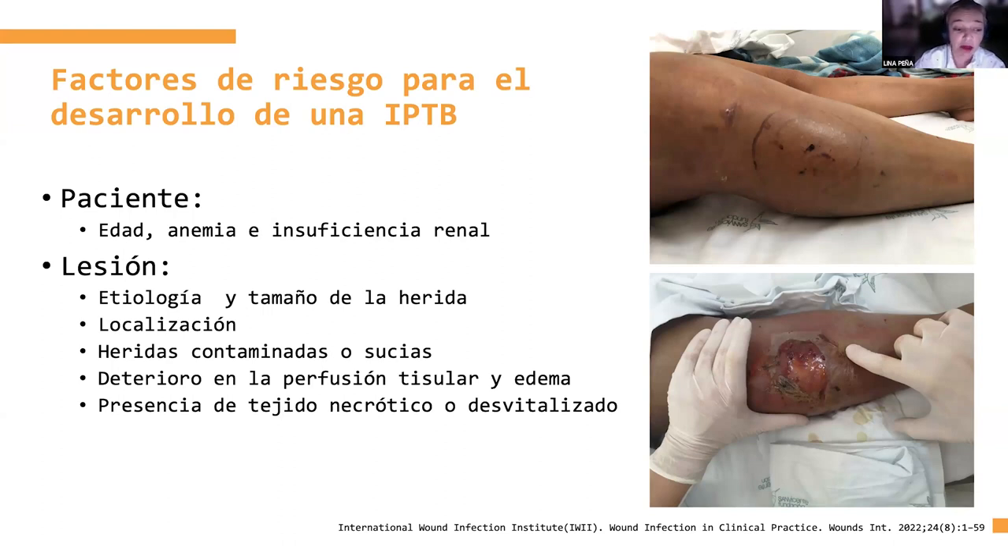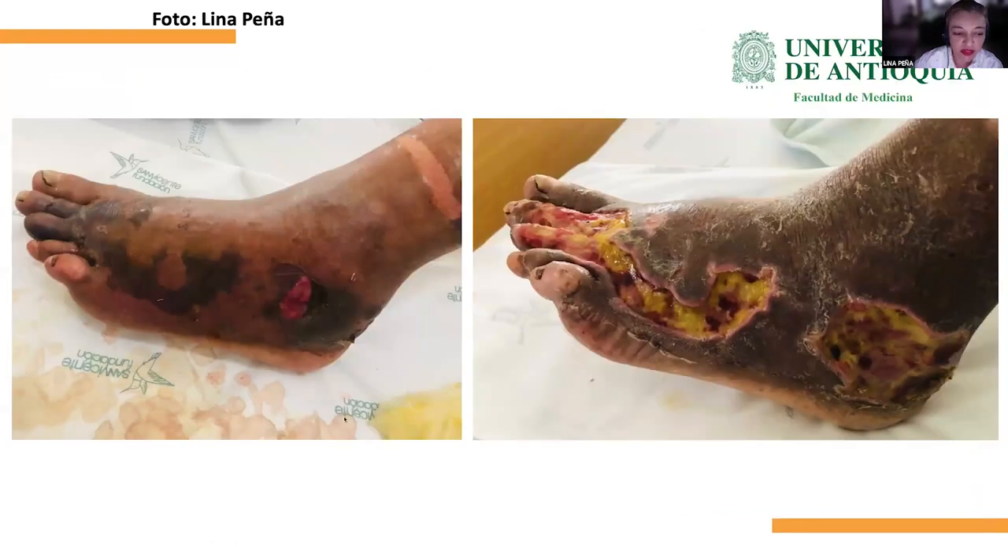Además de la manipulación, el deterioro de la perfusión tisular y el edema secundario que se presenta, el tejido desvitalizado, como vemos en estas fotografías, todos estos son factores que incrementan el riesgo de la infección. Vemos acá, por ejemplo, en esta fotografía de la izquierda, tomada al tercer día, unas necrosis cutáneas incipientes, y como vemos a los 21 días el paciente ya está en proceso de lavado para proceder posteriormente a un injerto cutáneo.